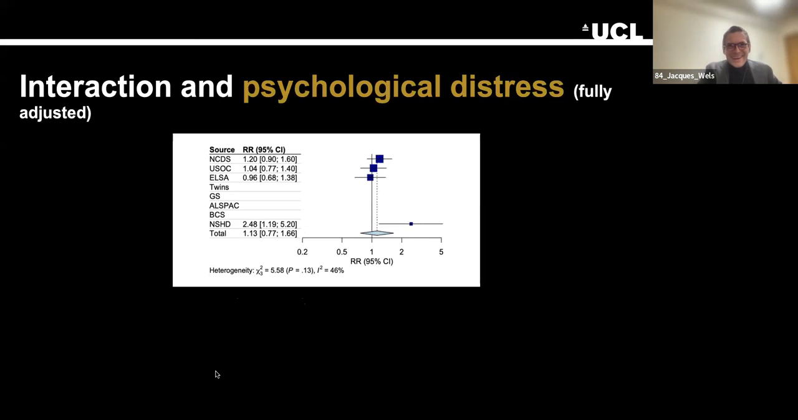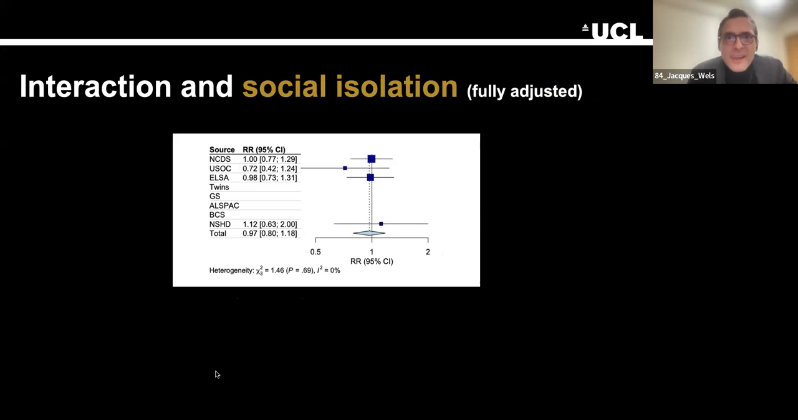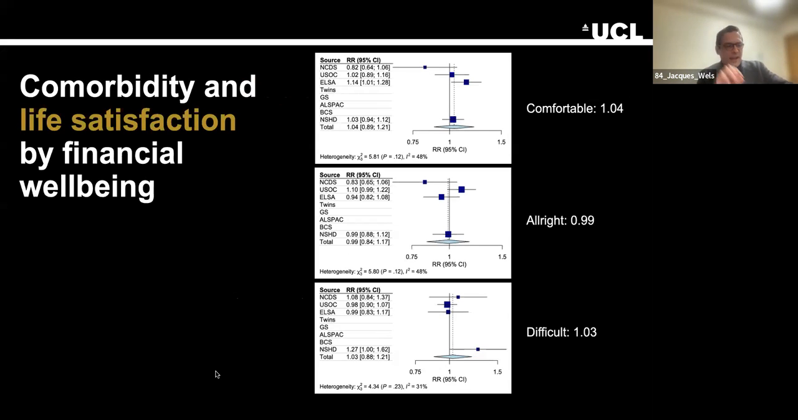But yes. Okay. Nothing significant for psychological distress, nothing very significant for social isolation, neither. And I conclude in 2 minutes by looking at the differences by financial well-being.